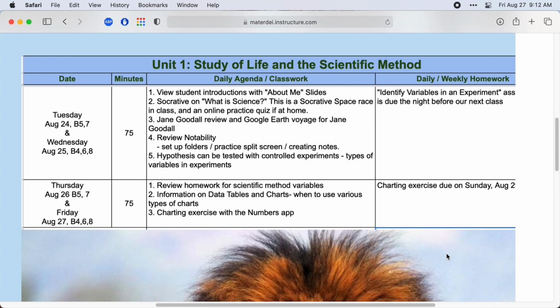Before we get to that, though, let's do a review of the remainder of the identifying the variables in an experiment. That was your homework due last night. So can you open that up? I'm going to ask you questions about it. Then we'll get to the charting.